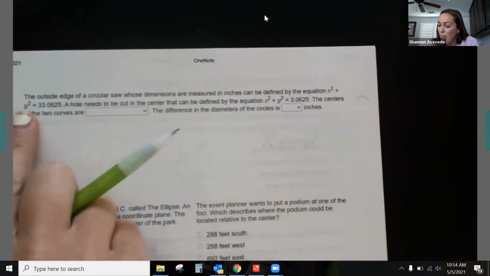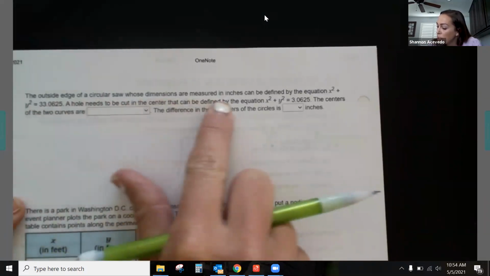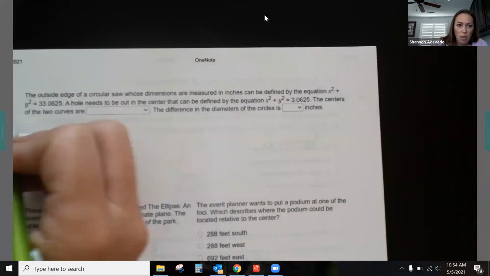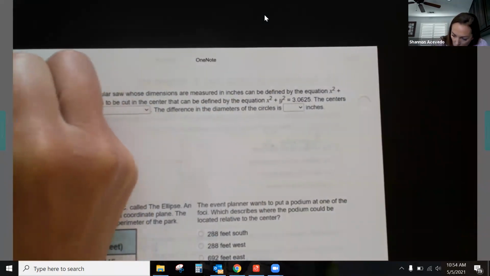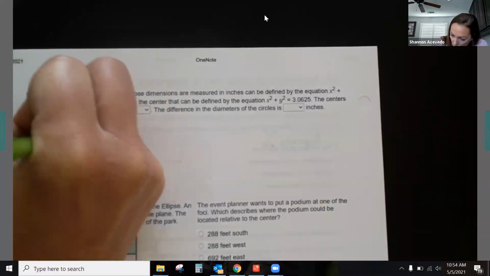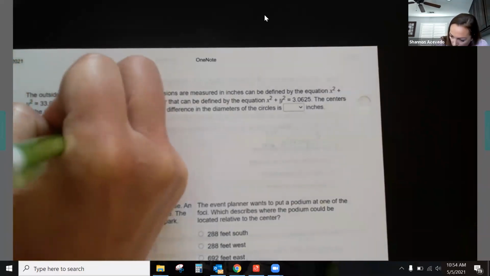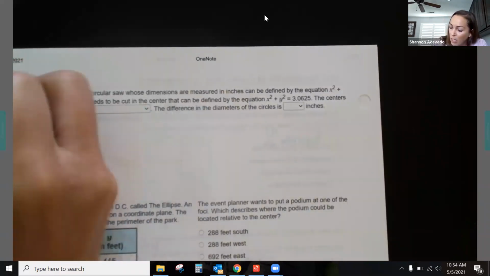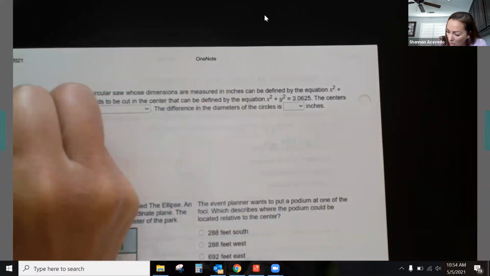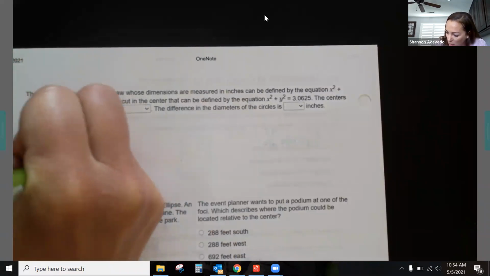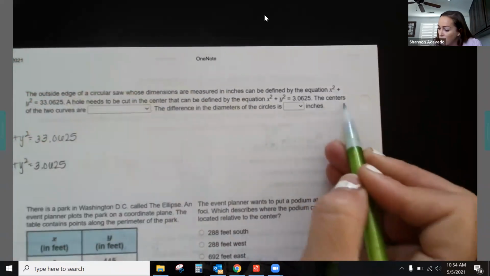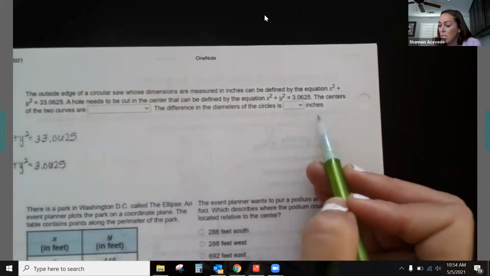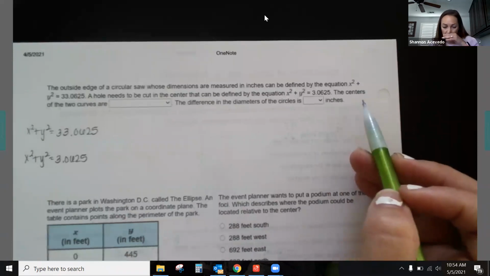So I have the outer edge of a circular saw whose dimensions measured in inches can be defined by the equation, I do not like how it continues like that, x squared plus y squared is equal to 33.0625. A hole needs to be cut in the center that can be defined by the equation x squared plus y squared is equal to 3.0625. The centers of the two curves are blank. The differences in diameters of the circles is blank. Okay, so there's a couple of things going on there.